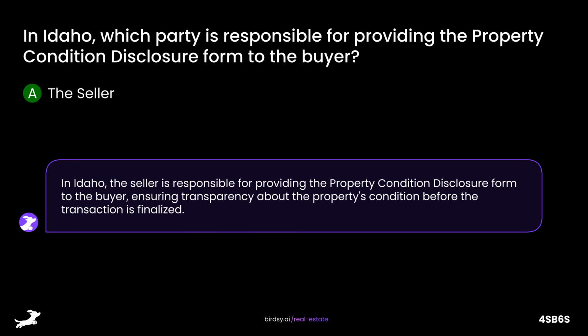In Idaho, the seller is responsible for providing the property condition disclosure form to the buyer, ensuring transparency about the property's condition before the transaction is finalized.